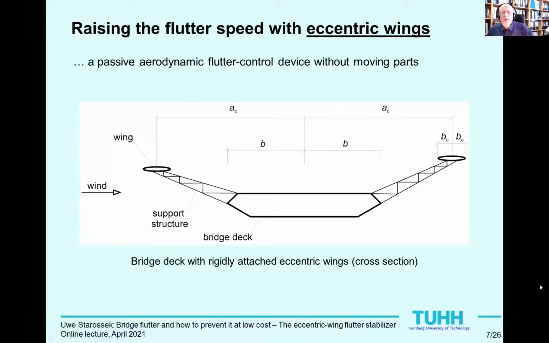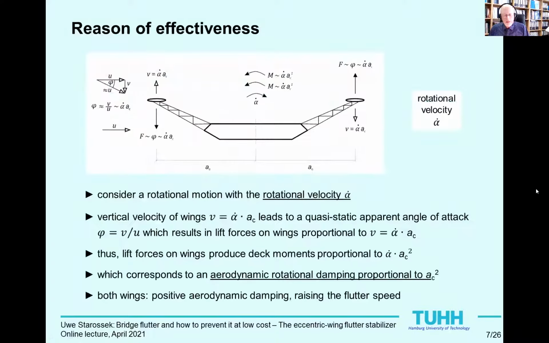The wings are placed with lateral eccentricities, called ac, and with vertical offsets to avoid aerodynamic interference between the wings and the bridge deck. The flutter speed of the bridge is efficiently raised, provided sufficient eccentricity is provided. The main reason for this is the aerodynamic damping produced by the wings of the rotational motion of the bridge deck. Consider a rotational motion with a rotational velocity alpha dot.